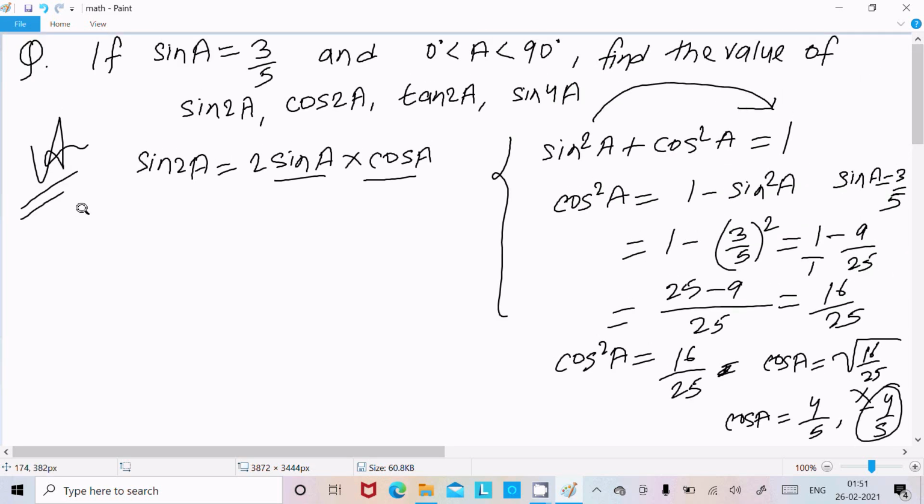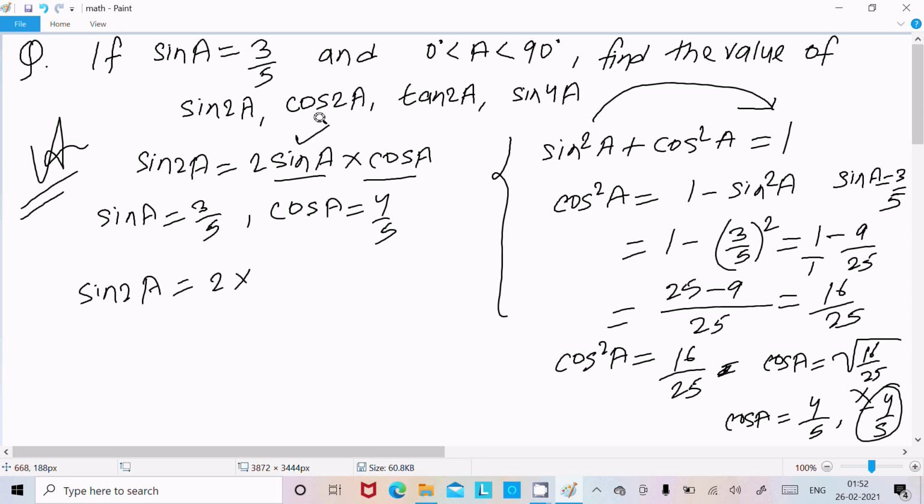So here sin A equal to 3 by 5, that is given, and cos A calculated 4 by 5. So here we can easily calculate sin 2A. Then sin 2A equal to 2 into sin A. So in place of sin A, going to put 3 by 5, cos A 4 by 5. So if you calculate this one, the value comes 24 by 25, the first answer.